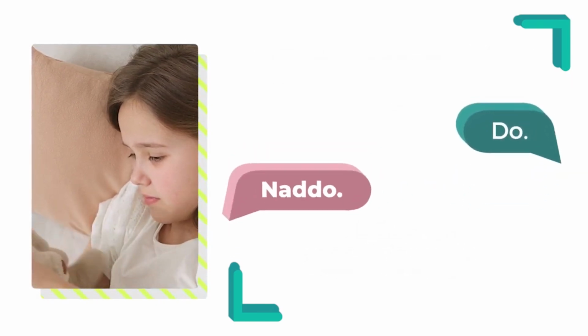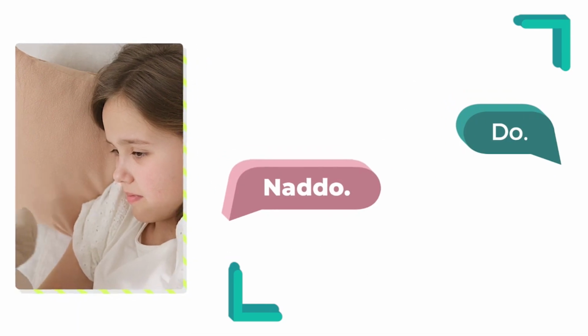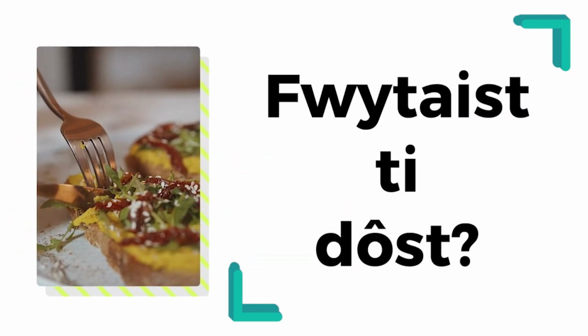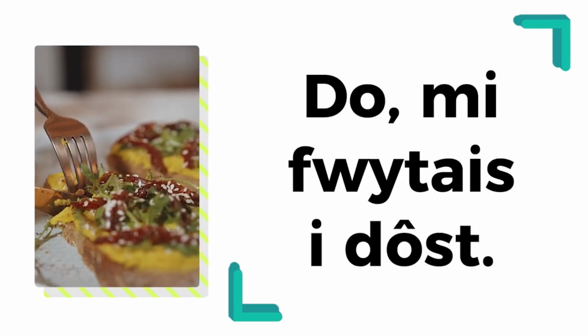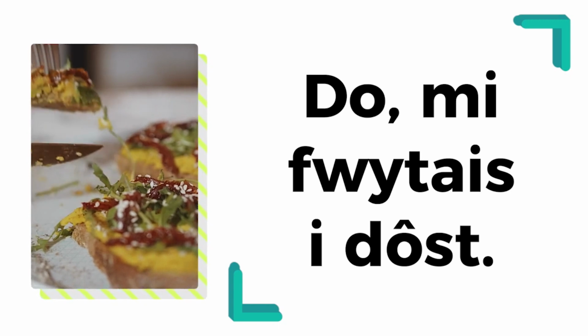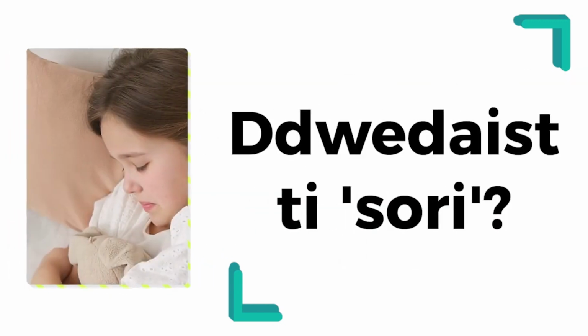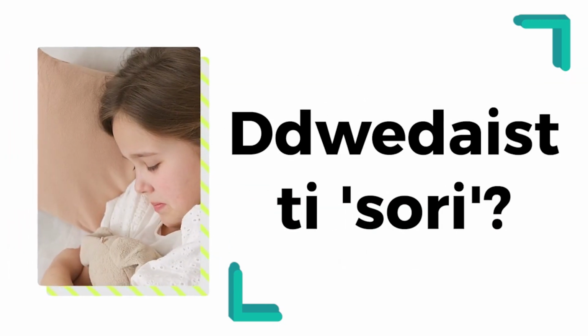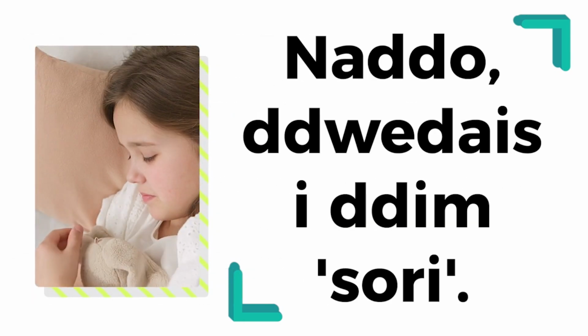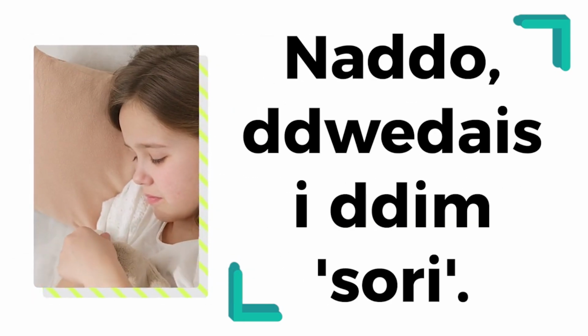And as with the other concise past form, we answer do or naddo. Fwytais ti toast? Do. Mi fwytais I toast. Ddwedais ti sorry? Naddo. Ddwedais I ddim sorry.